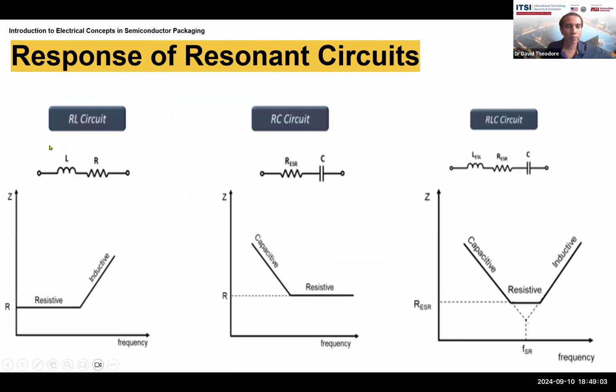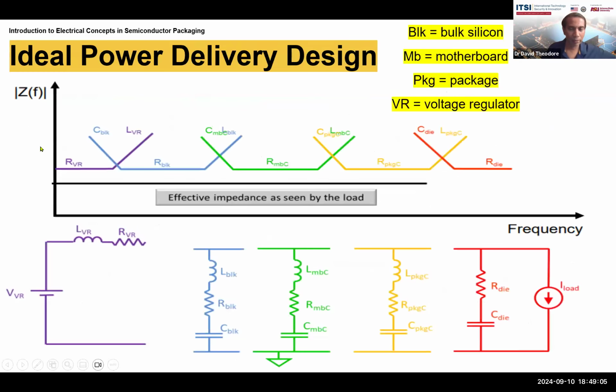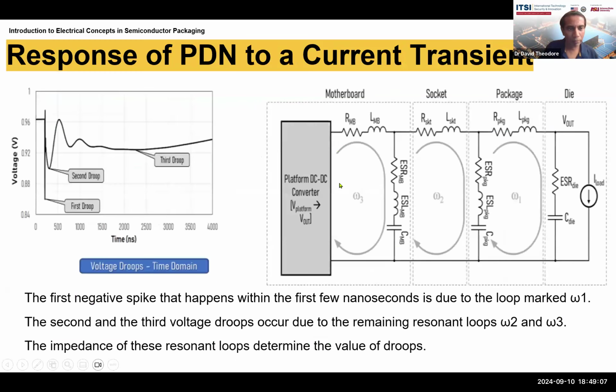Oops, sorry. Trying to go back. Let's go back there. So we've seen this. Okay, we've also seen the schematic. So what happens here is when you have this first negative spike that happens within the first few nanoseconds, this spike is due to the loop that's marked omega-1, that's here.